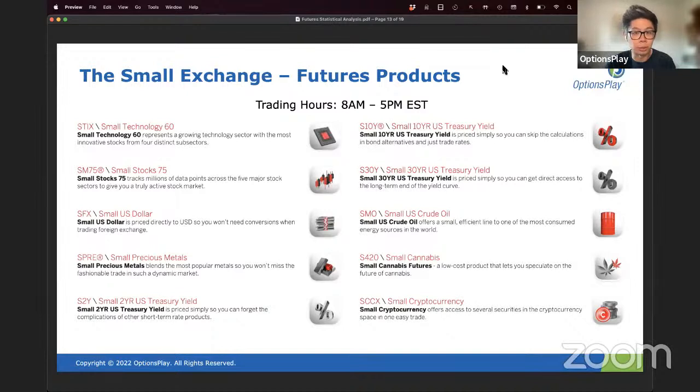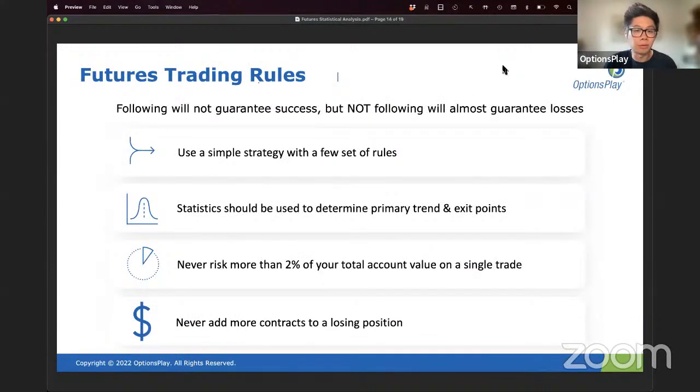I do think that some of the products like the 10-year, the 30-year, the 2-year are some of the most innovative products that I've traded, and they're the ones that I've traded the most on the small exchange myself. So with that, let's wrap this up with some futures trading tips.